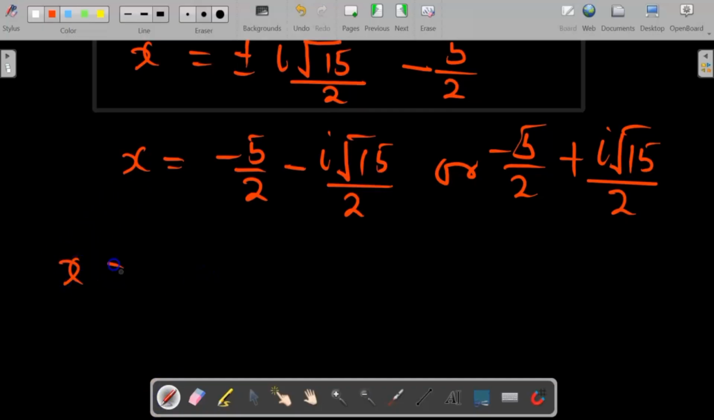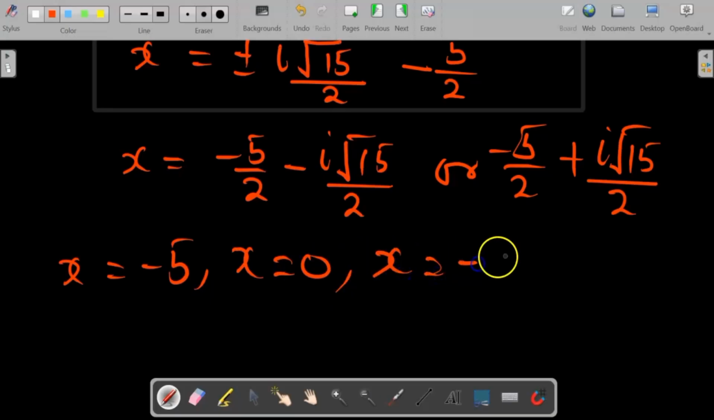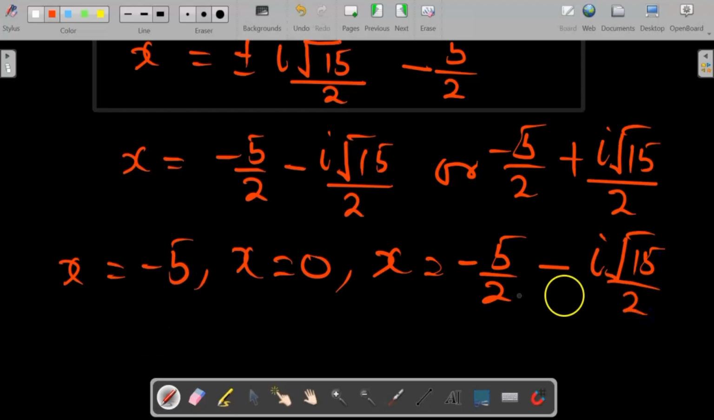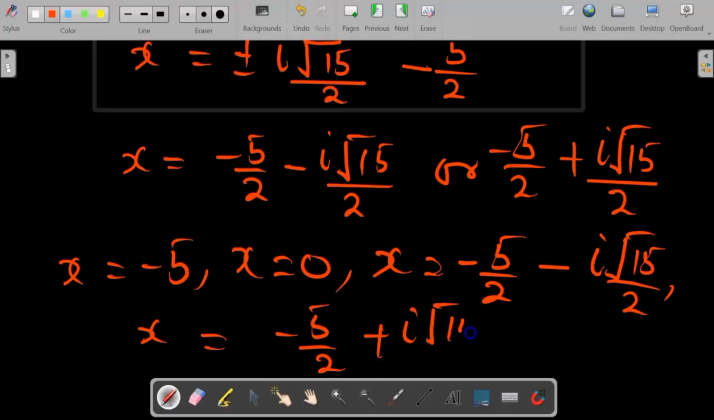So we have gotten the values of x. So x is equal to minus 5, or x is equal to 0, or x is equal to minus 5 over 2 minus i root 15 over 2, or x is equal to minus 5 over 2 plus i root 15 over 2.